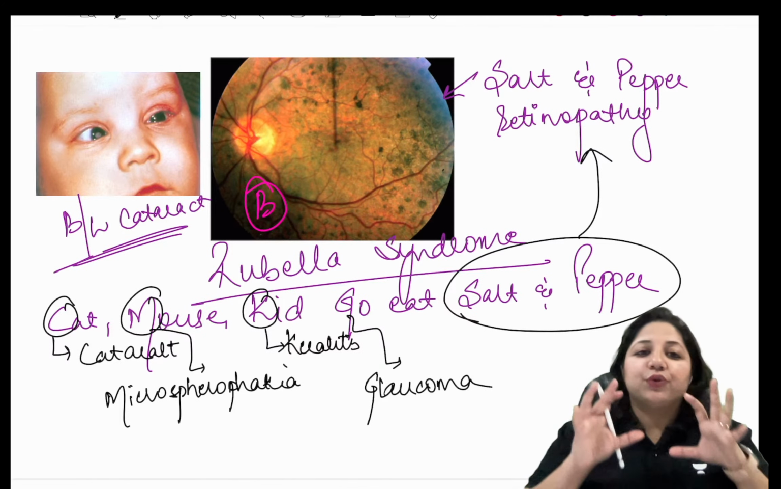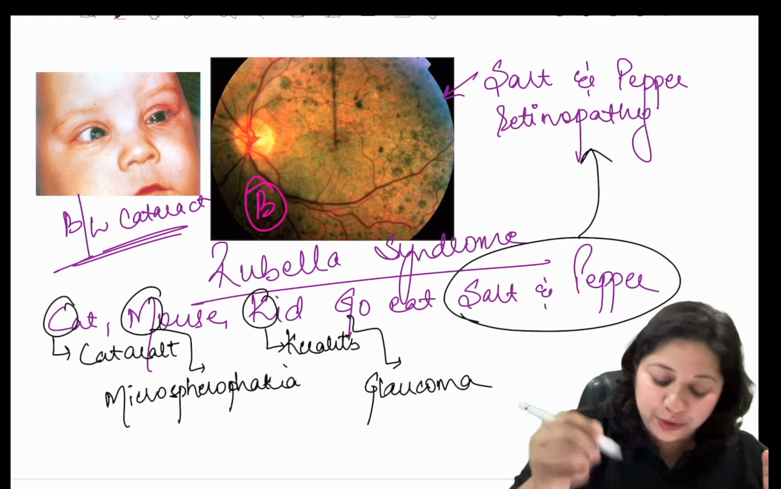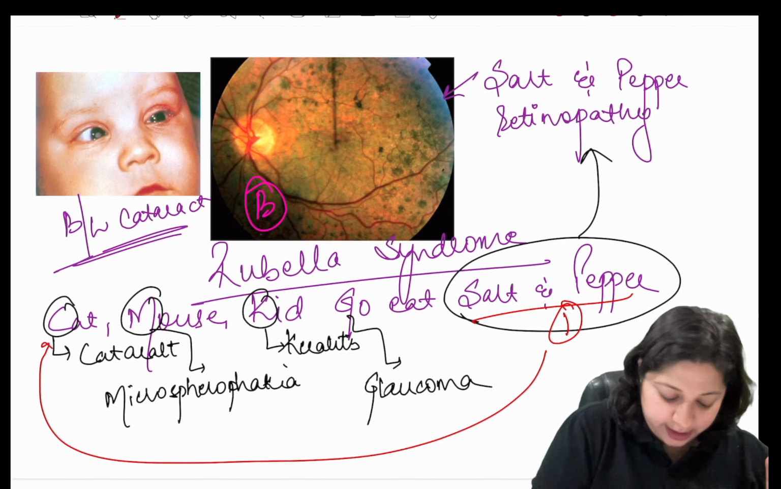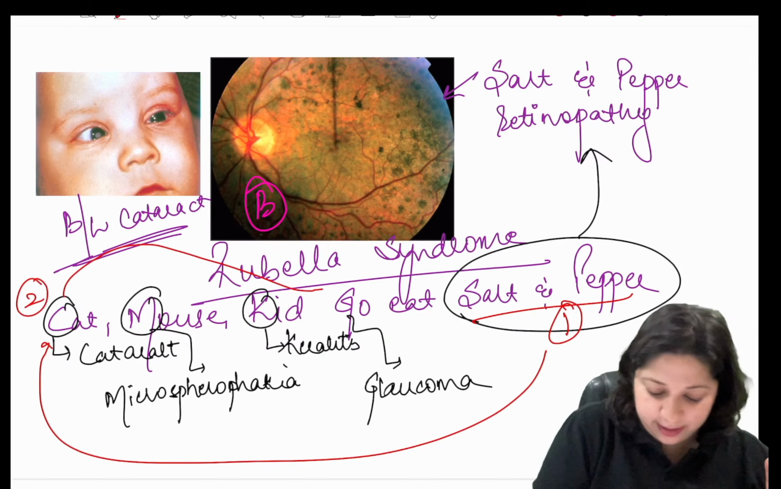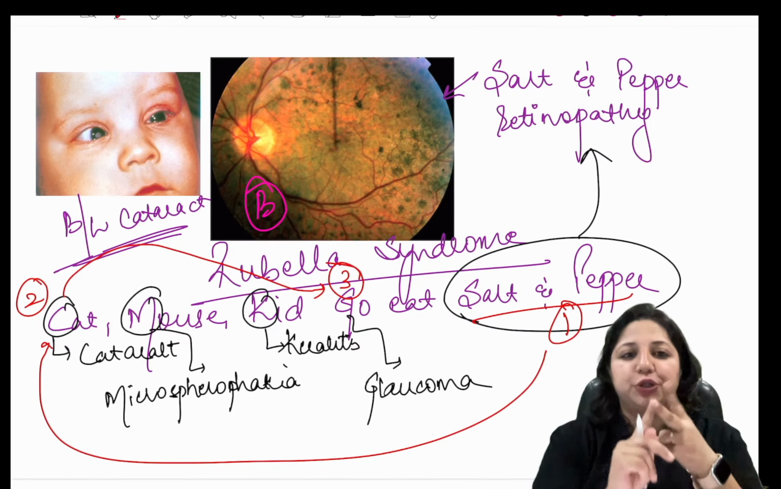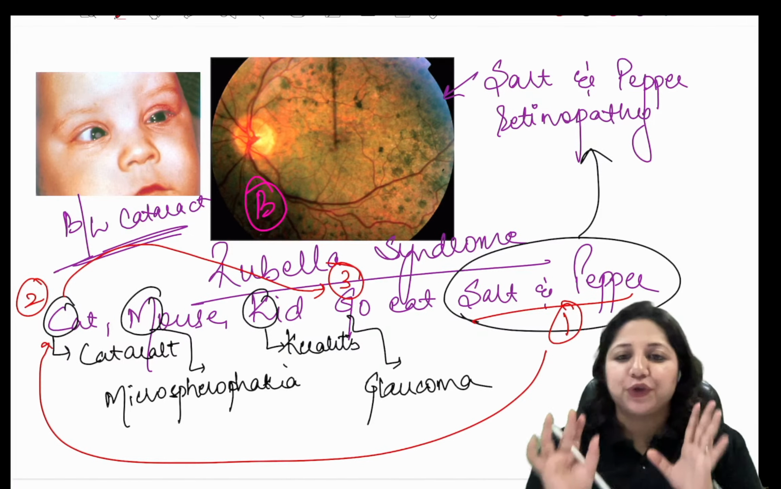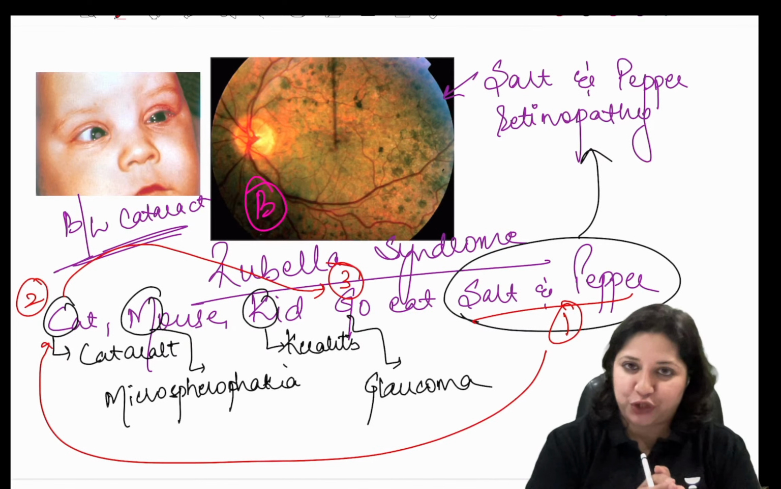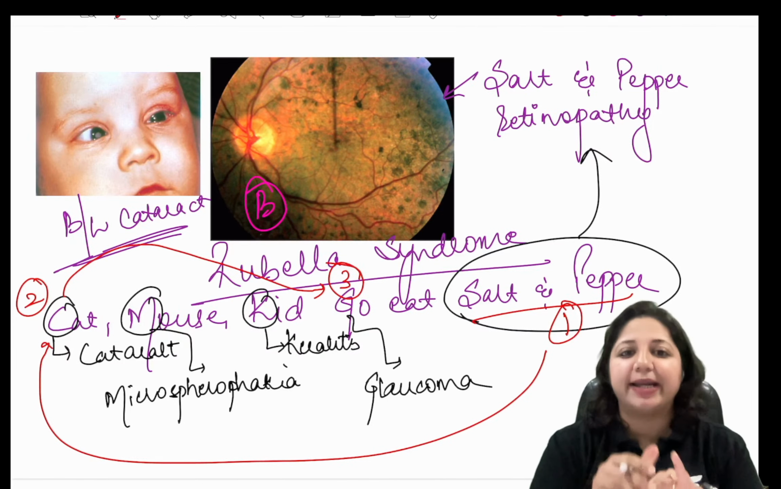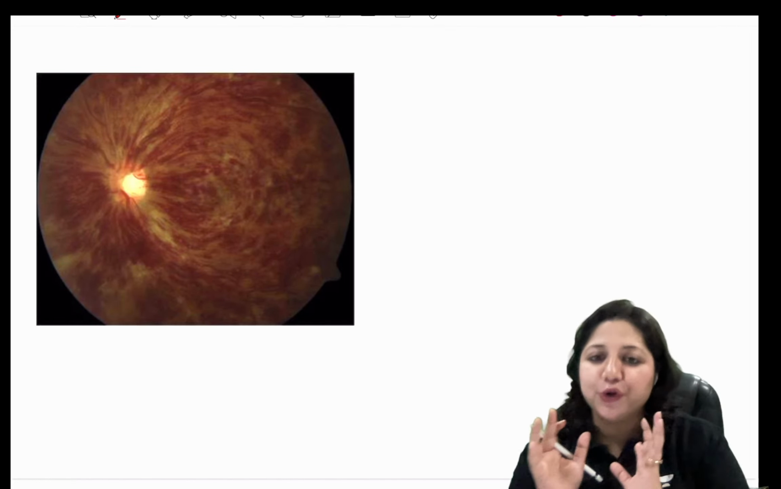Right? So now the thing is, what is the frequency of ocular manifestations? The way to remember is start from here. 1, then you go here. It is 2 and 3. So salt and pepper retinopathy is number 1, number 2 is cataract, and number 3 is glaucoma. So these 3 are the frequency of ocular manifestations, right? So what do you have? Cataract, salt and pepper retinopathy, keratitis, glaucoma. So that is congenital rubella syndrome.